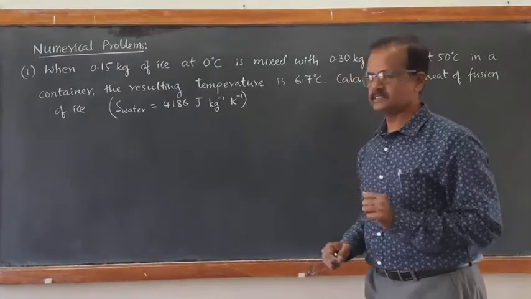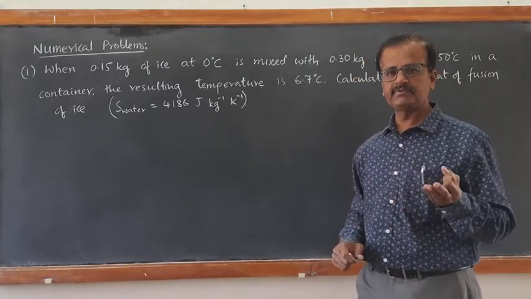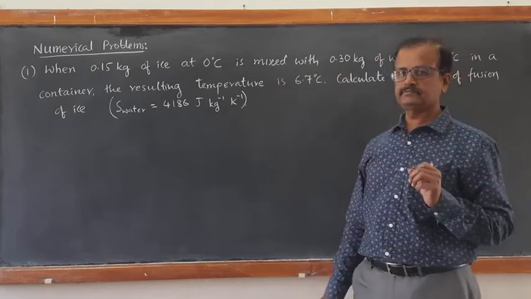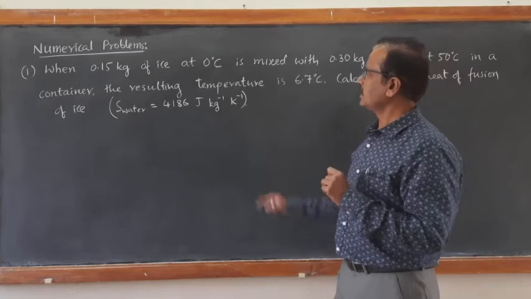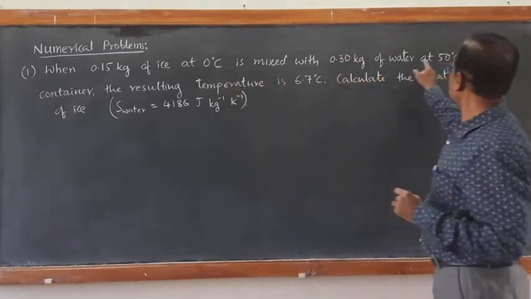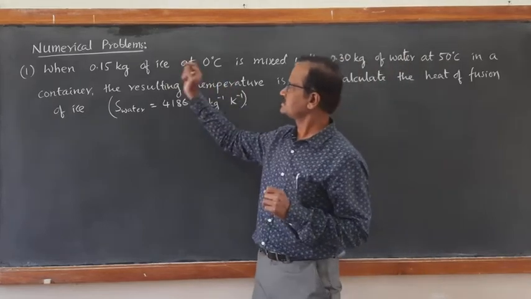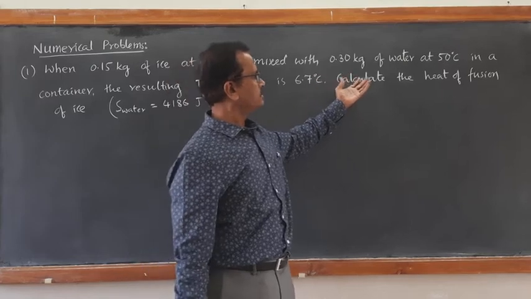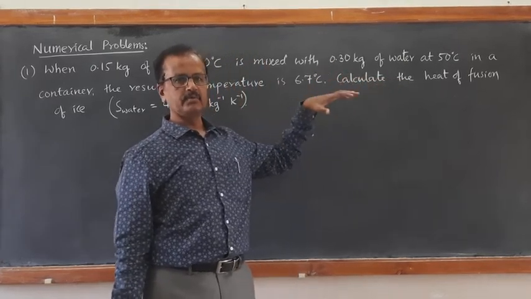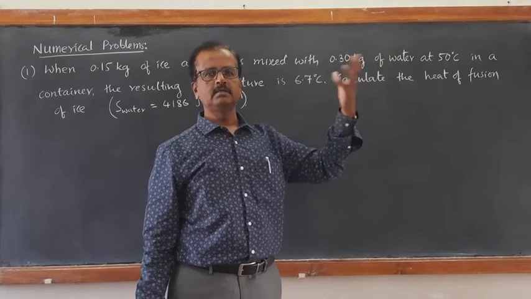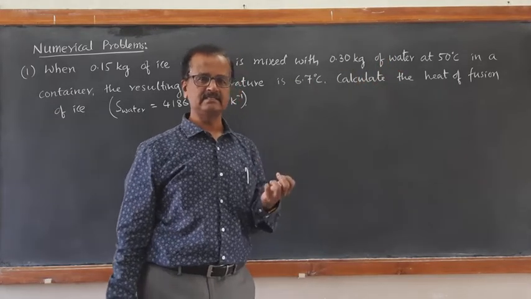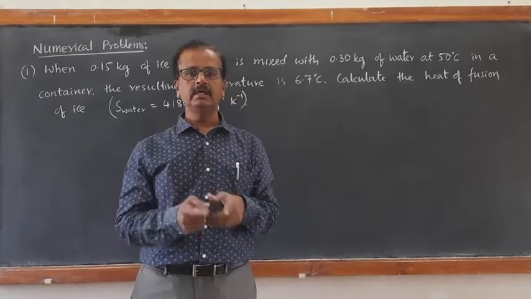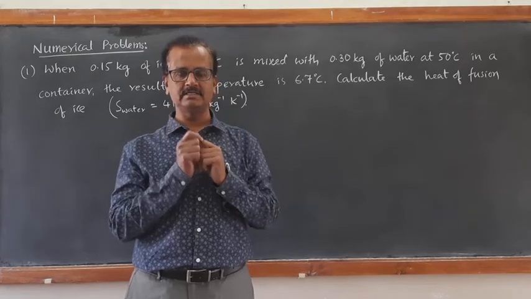So the mass of ice is 0.15 kg, 150 gram. It is added to 300 gram of water at 50 degrees Celsius. The temperature of ice is 0 degrees Celsius. So here, when ice is added to the water at 50 degrees Celsius, the water loses heat, the ice gains heat. So heat lost by water at 50 degrees Celsius is equal to heat gained by ice at 0 degrees Celsius.